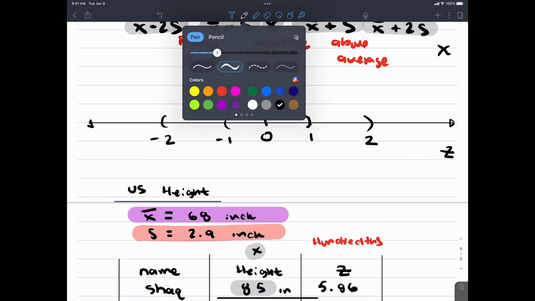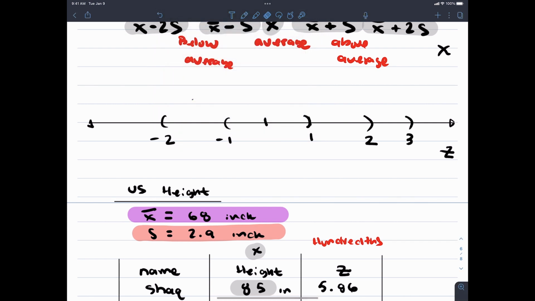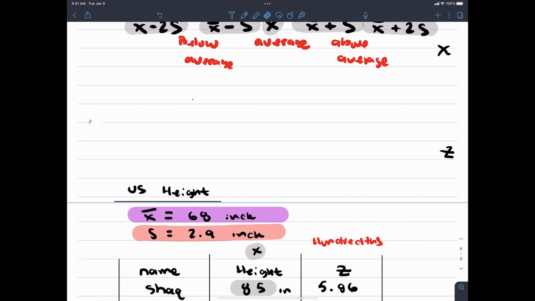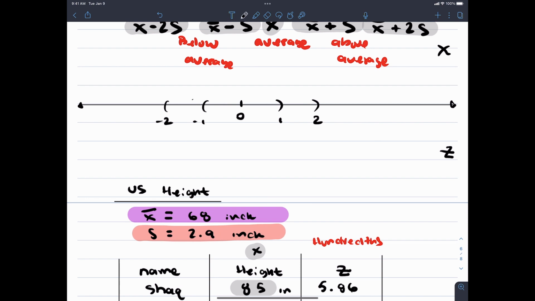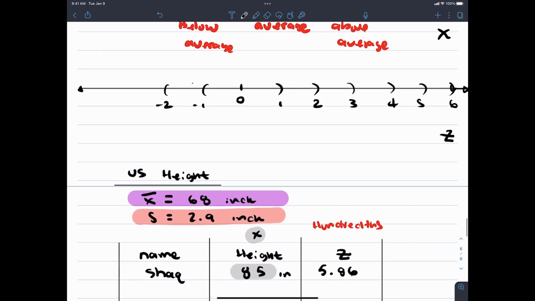So what happens now here is this. Let me do this here. When you write down the Z-scale here, positive 1, negative 1, positive 2, negative 2, positive 3, positive 4, positive 5. Over here is 6. Where do you guys think Shaq's height would be? It's 5.86. It's close to 6. Is that right? So if I were to label where Shaq is, he's about 5.86. That's above 0. What does 0 represent again? That's the mean.